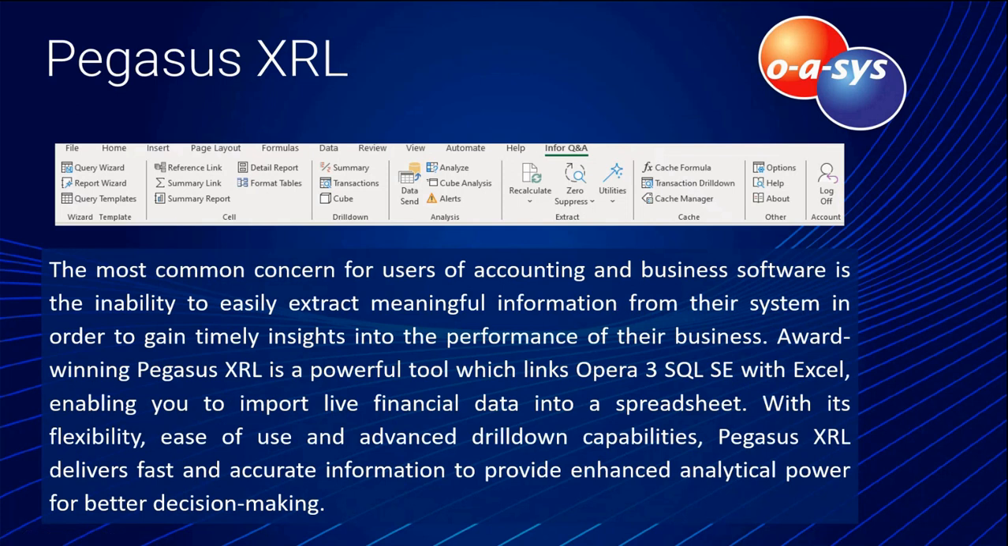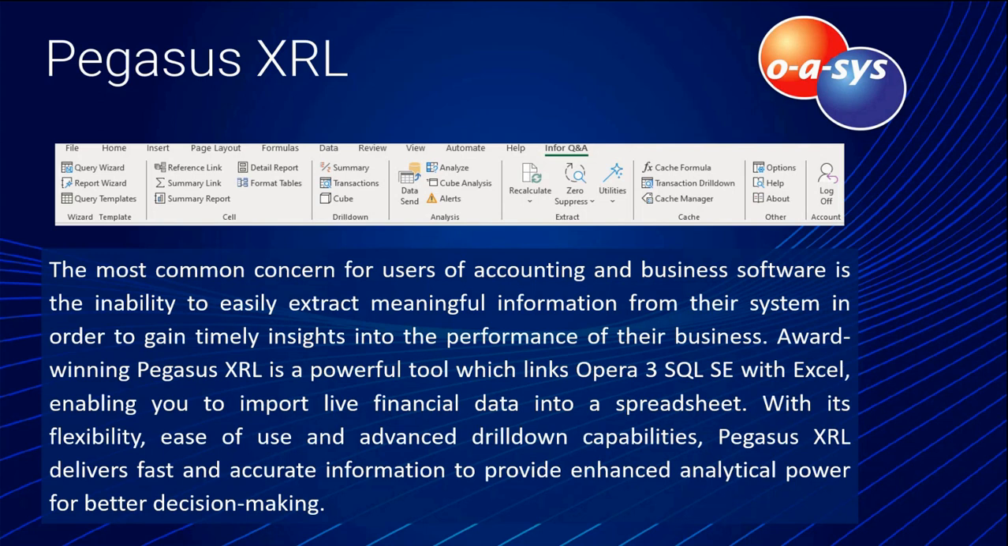The most common concern for users of accounting and business software is the inability to easily extract meaningful information from their system in order to gain timely insights into the performance of their business. Award-winning XRL is a powerful tool which links your Opera 3 SQL SE, Opera 3, and all the other versions with Excel, enabling you to import live financial data into a spreadsheet. With its flexibility, ease of use, and advanced drill-down capabilities, Pegasus XRL delivers fast and accurate information to provide enhanced analytical power for better decision-making.